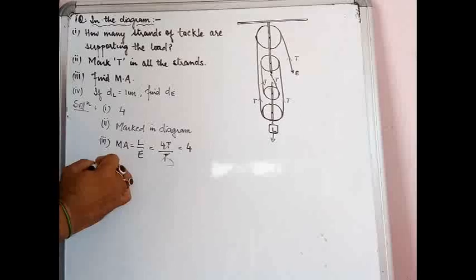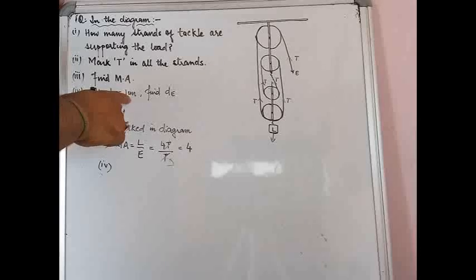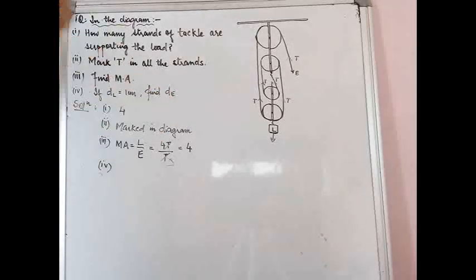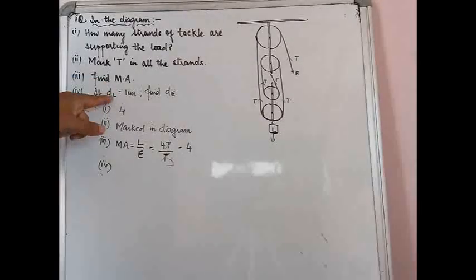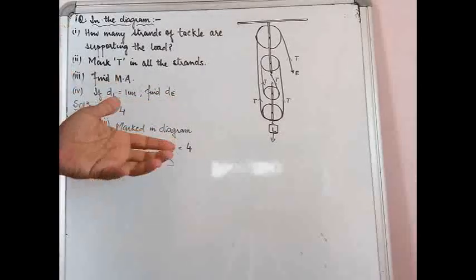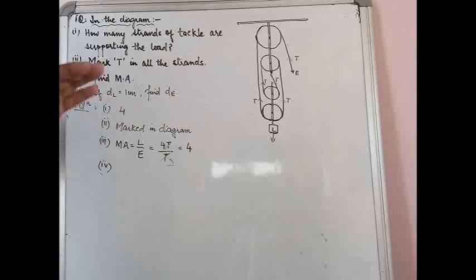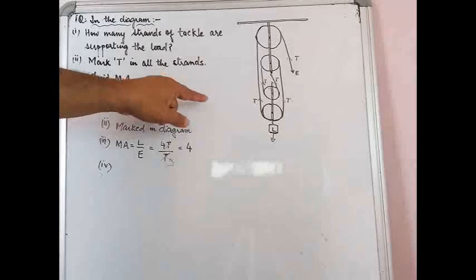Now coming to the last part: if DL is equal to 1 centimeter, find DE. Although you obviously know that DL is the distance moved by the load and DE is the distance moved by the effort, the question may not always have DL and DE in it. This part can in fact be put in another alternative way: if the load moves up by 1 centimeter, by how much will the effort move down?